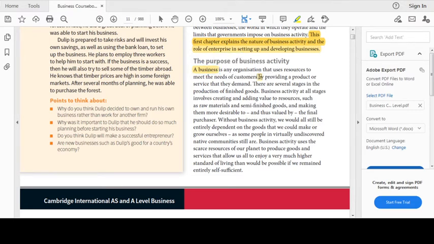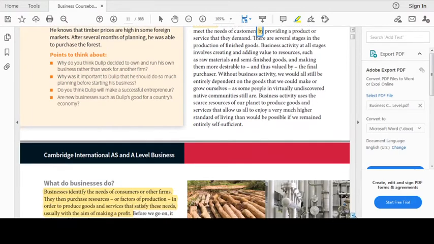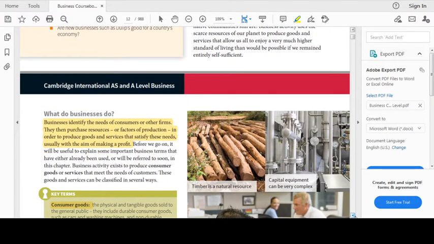If there is any organization, what they are trying to do is get the resources and produce goods and services for the customers. Every business has a certain goal, every business has a certain idea or criteria according to which they will get the resources and then they will produce something. Let's move further.